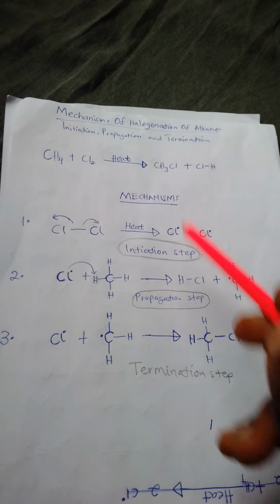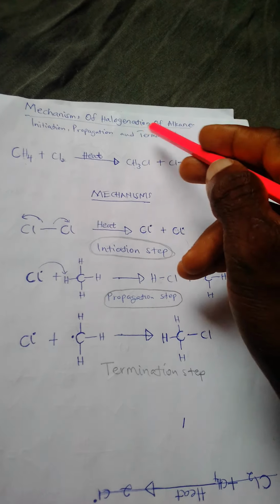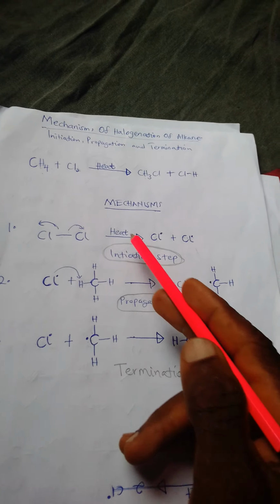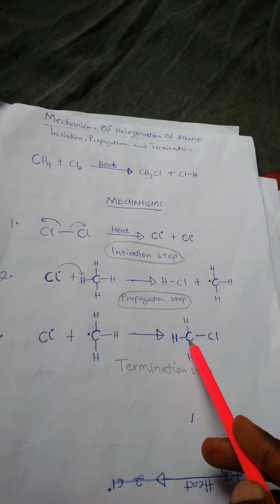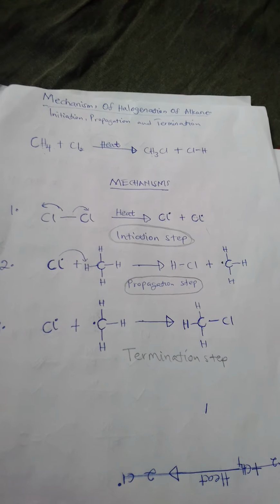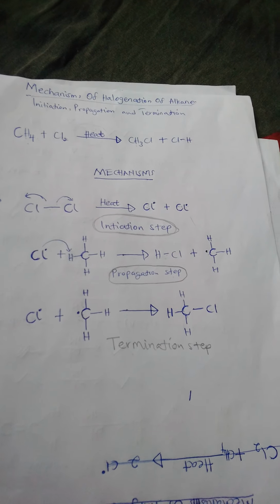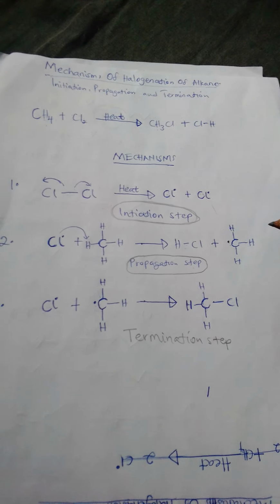The final step is that these 2 remaining radicals will now interact to produce a methyl halide, that is an alkyl halide. So when you halogenate an alkane in the presence of heat, you finally get an alkyl halide. So these are the steps involved in the mechanism of halogenation of alkanes: initiation step, propagation step, and termination step.